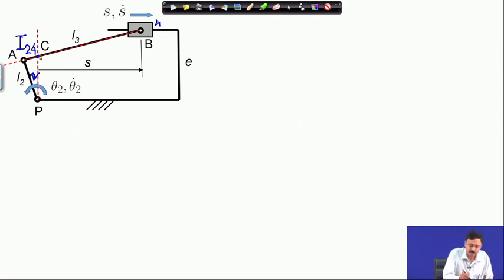The velocity is something like this. So, this velocity must also be the slider velocity, that means the velocity of body 4, and it also must be the velocity of a point which is on the extension of link 2. That is the concept of I24.